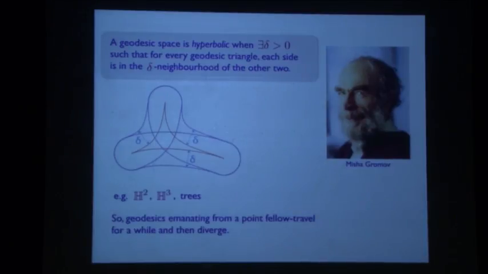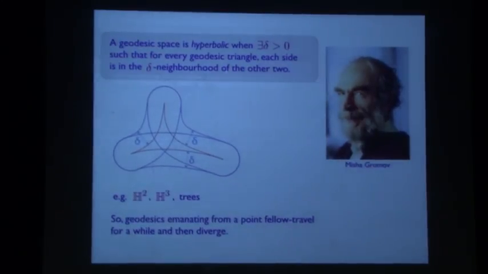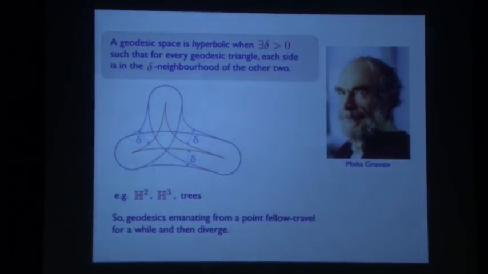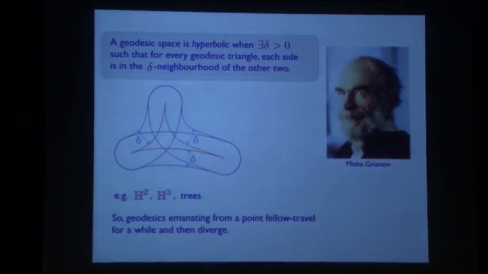Okay, and one thing I want you to take away from this definition, one thing that's going to be very important to us going forward, is what this means for geodesics emanating from a point. So if I've got a base point here, and I've got two geodesics emanating out, and I'll take some time t, so they're emanating out of this base point at unit speed, and at some time t, look where they've got to.